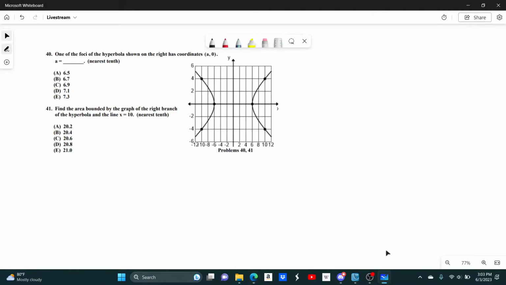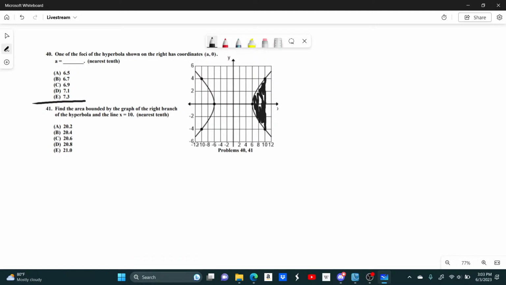Let's do some calc. So number 40 isn't calculus, but they start at number 41. I just needed to include number 40 to have the graph in here. This says find the area bounded by the graph of the right branch of the hyperbola and the line x equals 10. So x equals 10 is going to look something like this, and if it's bounded by the hyperbola, we're basically just finding this area.